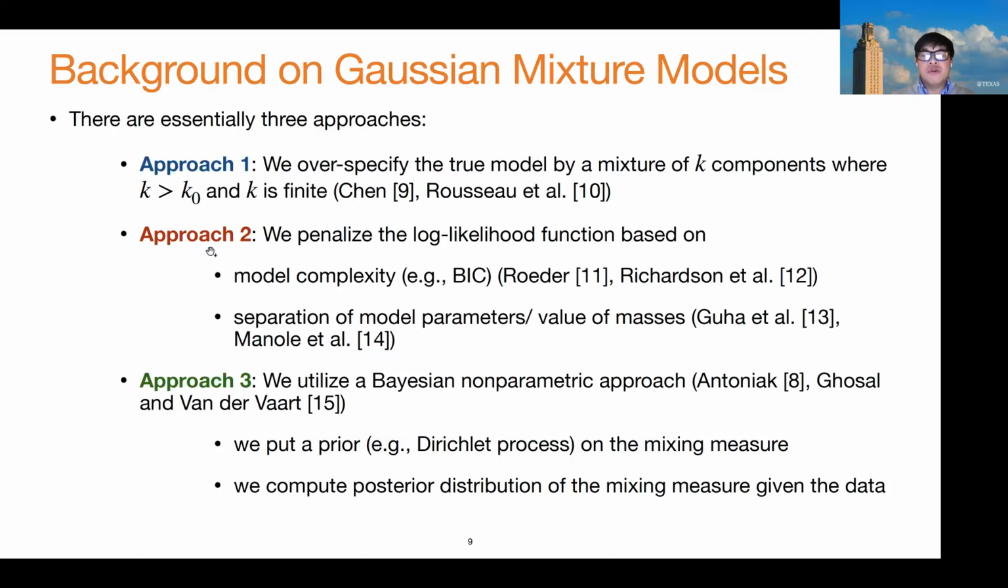And then we have another approach where we try to perform model selection, right? Either by using BIC or by using the separation of model parameters and the values of the mixing weights to reduce the number of components, and then hope that it can estimate the true number of components. And finally, we also have a Bayesian nonparametric approach based on using, let's say, a Dirichlet process. And it's also the focus that we try to understand today. We try to say that we can use a variant of the Wasserstein metric to understand the behaviors of extra components in Dirichlet process Gaussian mixture models.